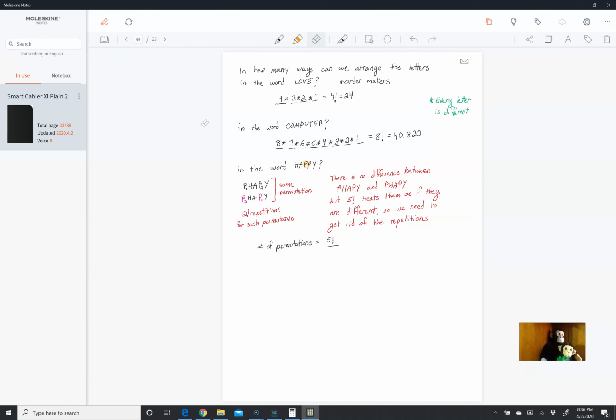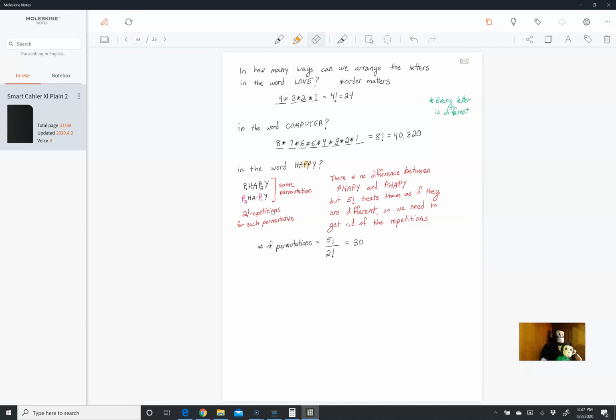It's just 5 factorial over 2 factorial. And 5 factorial is 120. So there are really only 60 permutations here. 5 factorial over 2 factorial is 60. Okay, so we only have 60 permutations because these are being counted as different, but we're going to cross out the bottom one. Okay, and we're going to say, nope, that's not different, that's the same.